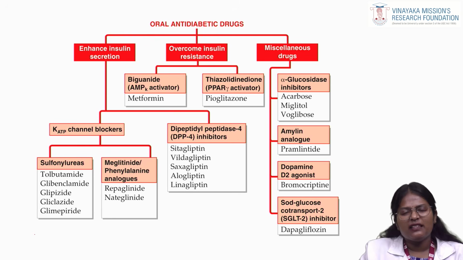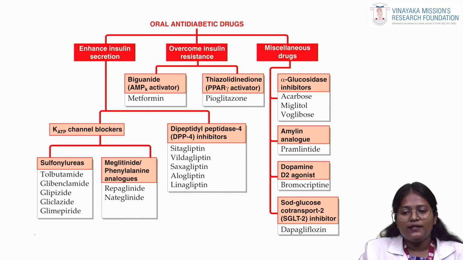So sulfonylureas, there are two generations, generation 1 and generation 2. Tolbutamide will be coming under the first generation; glibenclamide, glipizide, gliclazide, glimepiride will be coming under the second generation. Meglitinides: repaglinide and nateglinide. Next one, dipeptidyl peptidase DPP4 inhibitors: sitagliptin, vildagliptin, saxagliptin, linagliptin. So these are called gliptins.